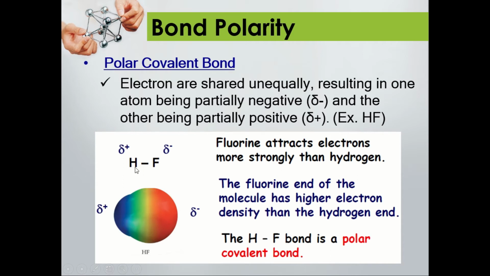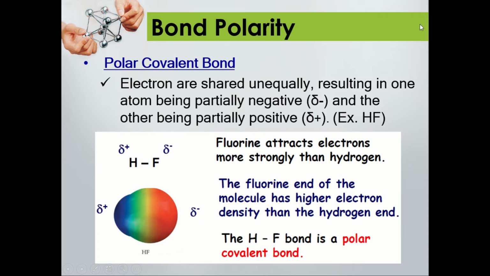They both have electronegativity values and they both can attract electrons. It just so happened that fluorine has a higher value than hydrogen. That is why it can pull the electrons towards itself. So as you can see, the fluorine end of the molecule has higher electron density than the hydrogen, because the electrons are being pulled towards the fluorine. So we can say that the hydrogen fluorine bond is a polar covalent bond.